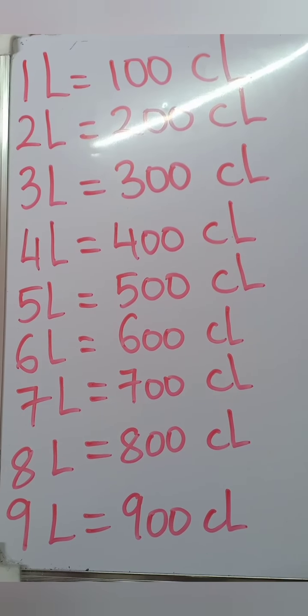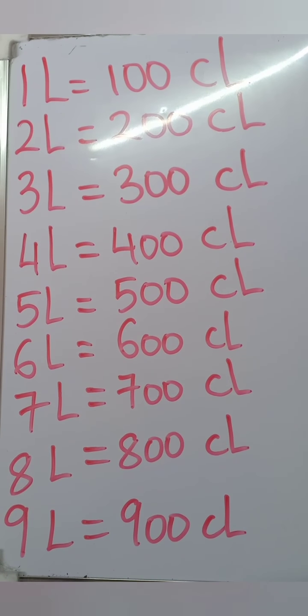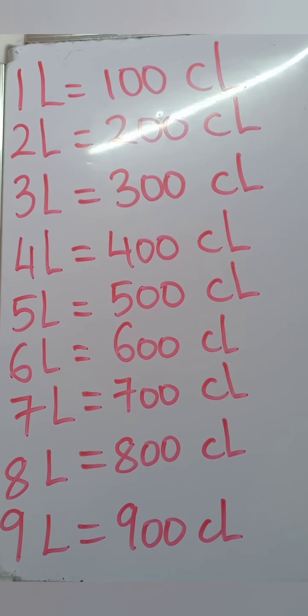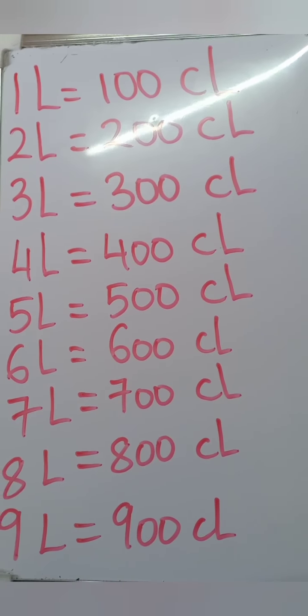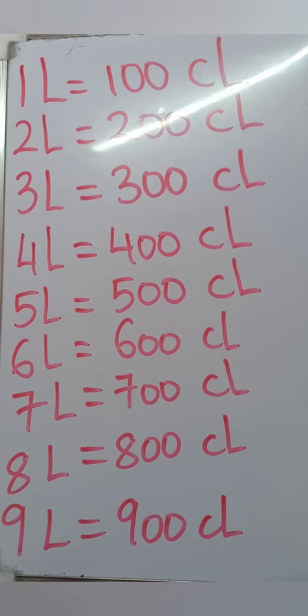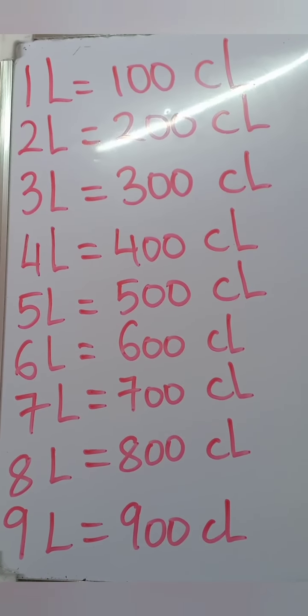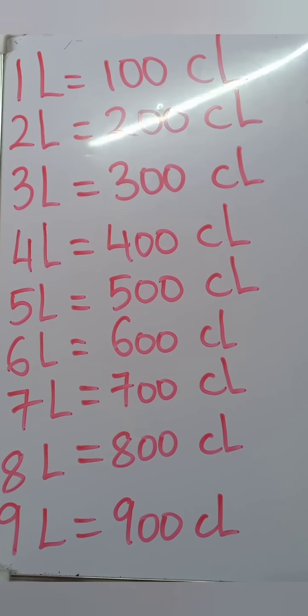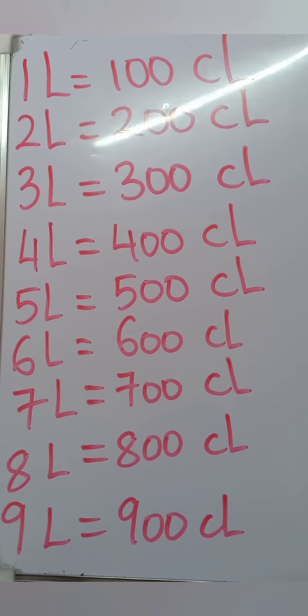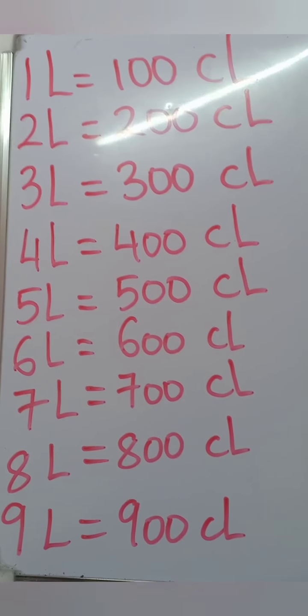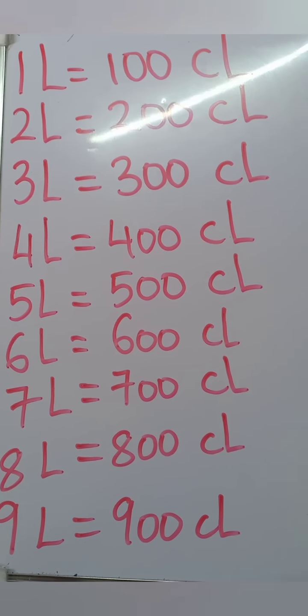6 liters is equal to 600 centiliters. 7 liters is equal to 700 centiliters. 8 liters is equal to 800 centiliters. And 9 liters is equal to 900 centiliters.